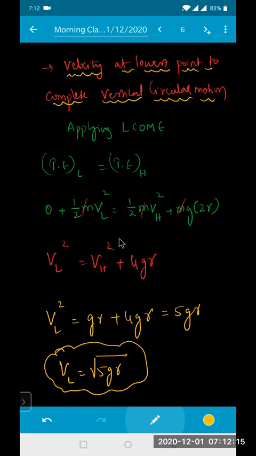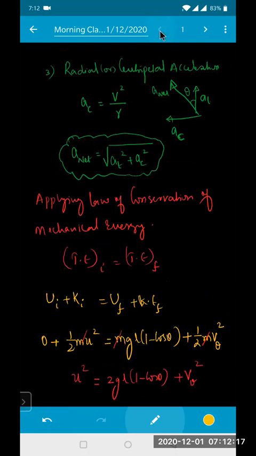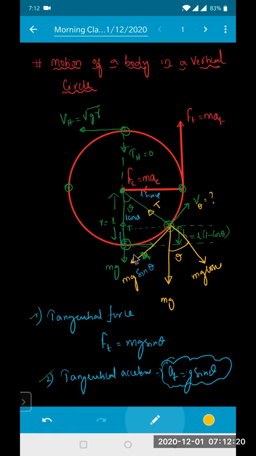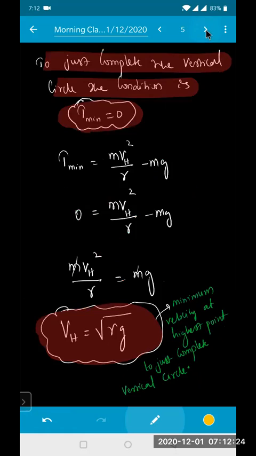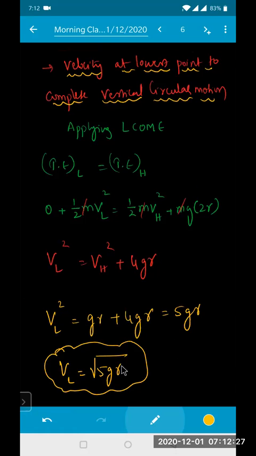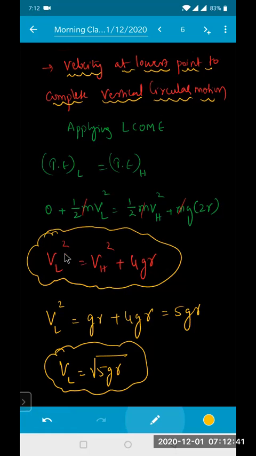That means in order to make a complete circular motion, what should be your minimum velocity at the lowest position? Under root of 5G R. That is the velocity at the lowest position. Is that clear? Anytime we need to calculate, the velocity at this position can be calculated by this formula. If any other velocity is given at the highest position, then you can calculate the lowest velocity. So this is the relation you need to remember.